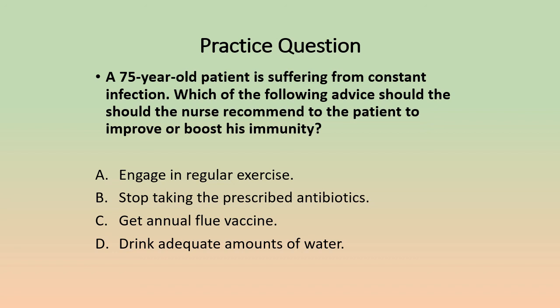Okay, and we came to an end. I would like to read this question for you, and you will find the answer in your Moodle. A 75-year-old patient is suffering from constant infection. Which of the following advice should the nurse recommend to the patient to improve or boost his immunity? Engage in regular exercise, stop taking the prescribed antibiotics, get an annual flu vaccine, or drink adequate amounts of water.